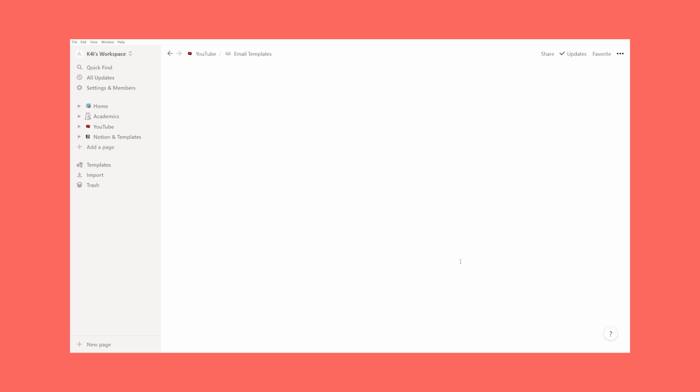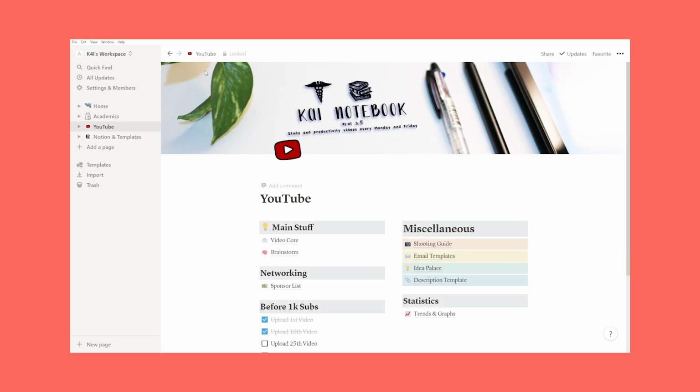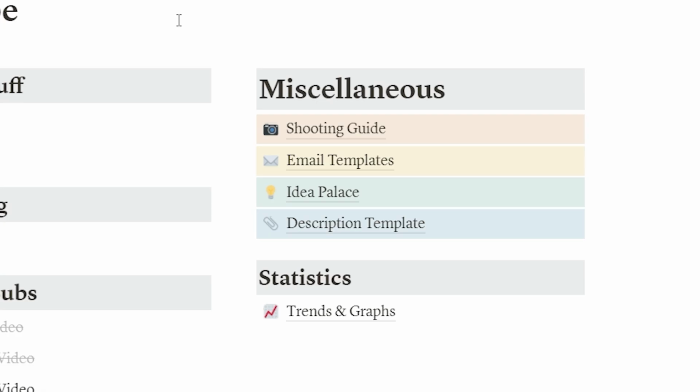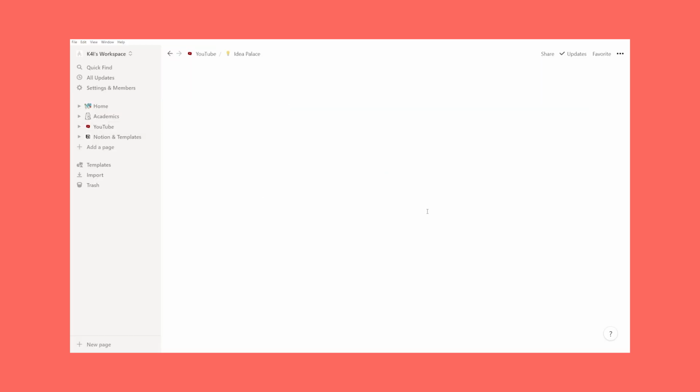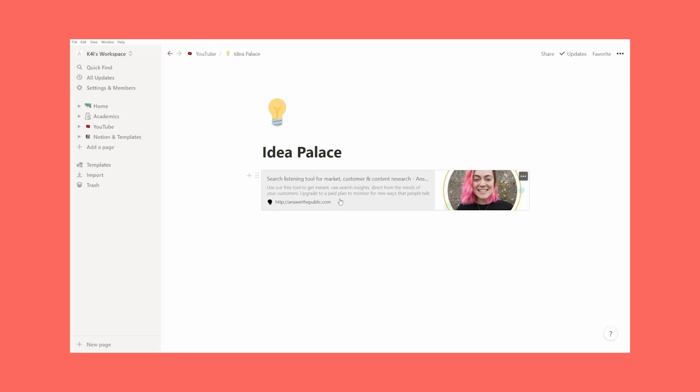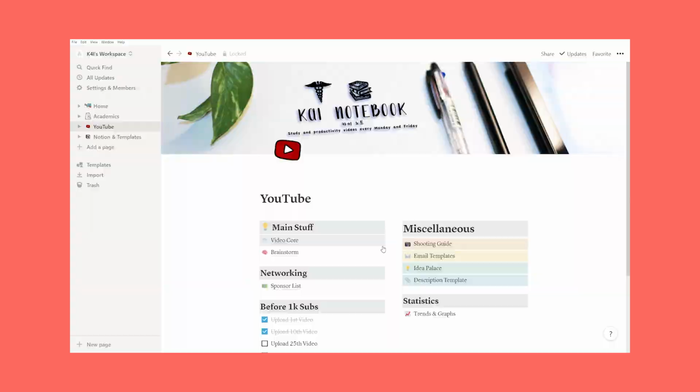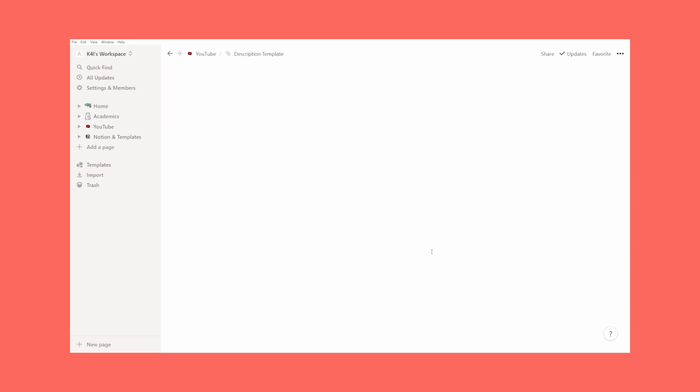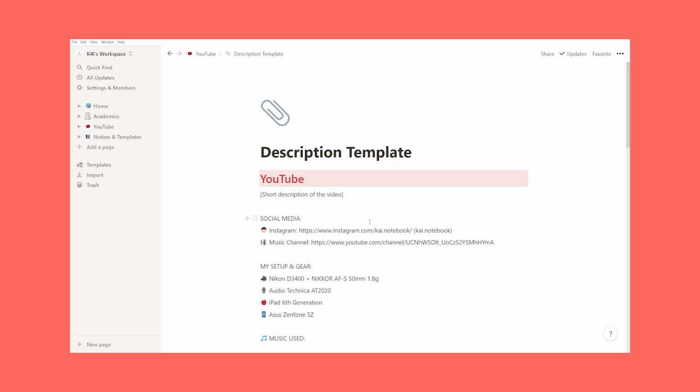This email template page is so that whenever in the future I get an email and I need a quick email template to send for business purposes, I would copy from this template, and totally not because I'm lazy to type up an email manually. The Idea Palace, which is kind of inspired by Sherlock, is basically just a link to a website that helps me get ideas for search terms and titles for my future videos. And lastly, description template is, you guessed it, a description template for my YouTube videos.